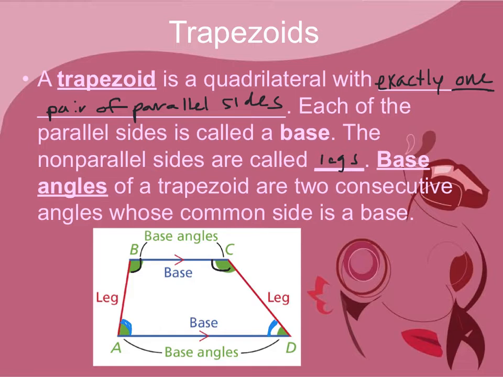So the difference between a trapezoid and a parallelogram is a trapezoid only has one pair of parallel sides. And a parallelogram has how many pairs of parallel sides? Two. This one only has one pair. So a parallelogram has two, a trapezoid has one. Did you get it?